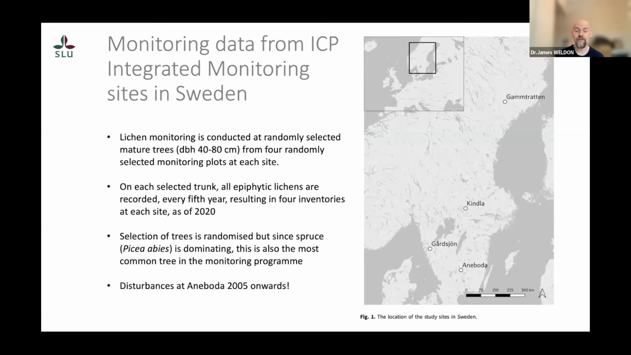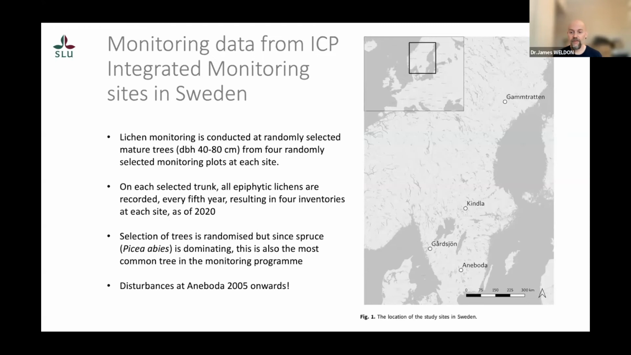We've been running this monitoring scheme for many years now, and this study incorporates 20 years of data for each of the sites, where lichen monitoring has been conducted using a standardized methodology throughout the period. The selection of trees is randomized, but spruce is dominant in the areas that the sites are located in, so it's also dominant in the monitoring program.